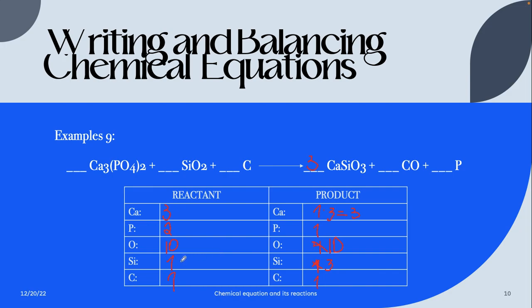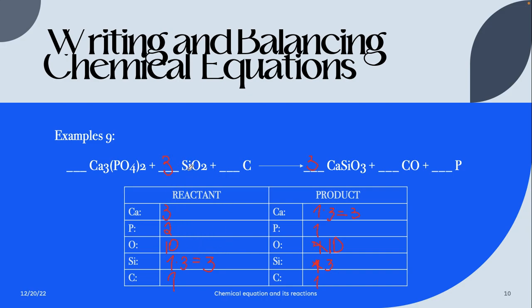Now, let's take a look at the silicon. There's 3 silicons on the product side and 1 on the reactant side. So let's make it 3. And we know that to make it 3, we need to multiply by 3 to give you the 3. So now we have 3 silicon dioxide. Our equation is still not balanced because now we have different numbers on the reactant side.